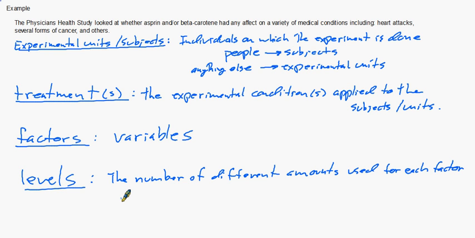So, for example, in this Physicians' Health study, there were 2 levels. There was the presence of aspirin or non-presence of aspirin, the placebo. You could have 3 levels in which you could have non-presence and 10 milligrams and 20 milligrams. And that would be 3 levels of aspirin. So that's what I mean by the number of different amounts. It's not the amount itself, it's just how many different amounts are being used.